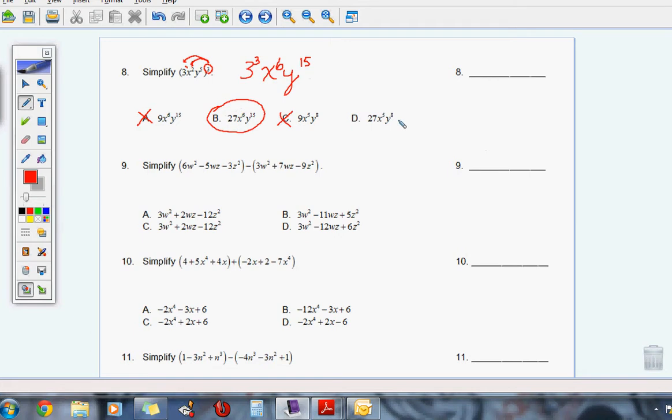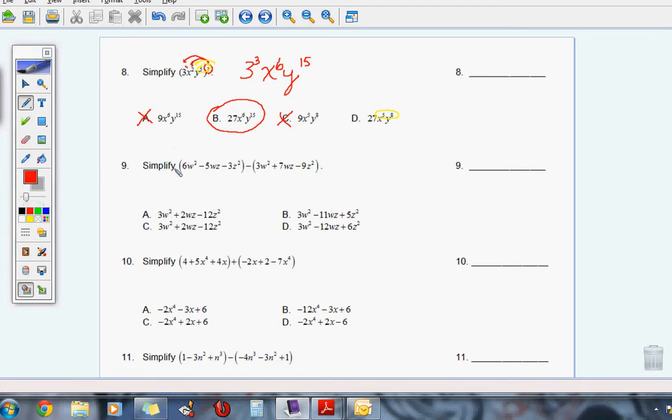Please note, choice D is not just a thought-up answer. It's actually a very specific distractor. If you look at the variables here, 5 and 8, that would be if you were to add the exponents, which you're not supposed to do. So that's a very strong distractor on that problem.